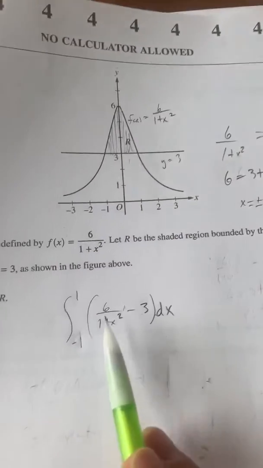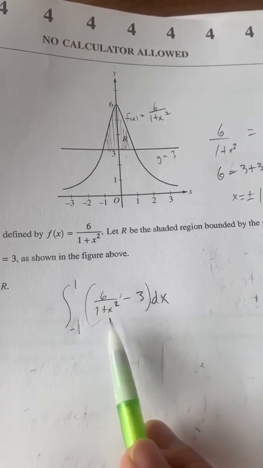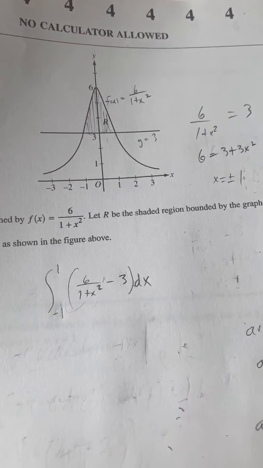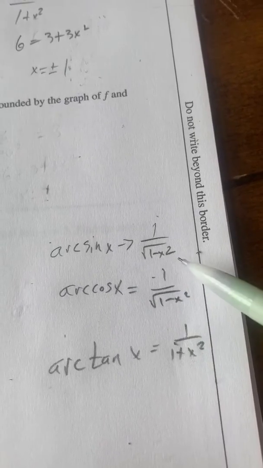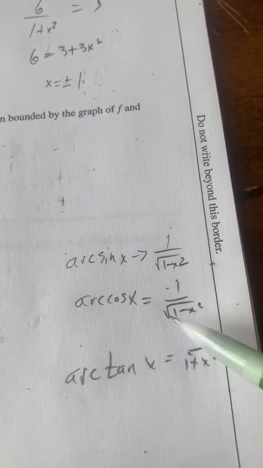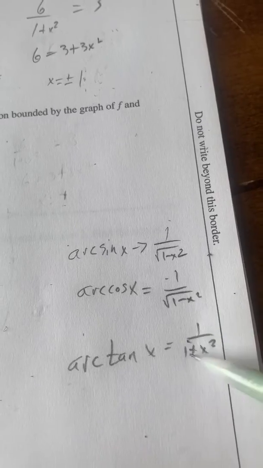So at first I thought, I can't integrate this because natural log of 1 plus x squared would give me a 2x chain rule. And then I remembered these 3: the derivative of arc sine is 1 over square root of 1 minus x squared, arc cosine is -1 over square root of 1 minus x squared, and arc tangent is 1 over 1 plus x squared.